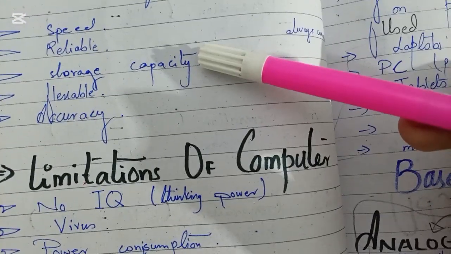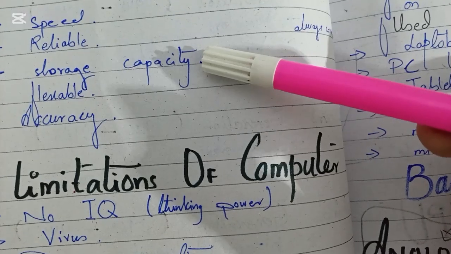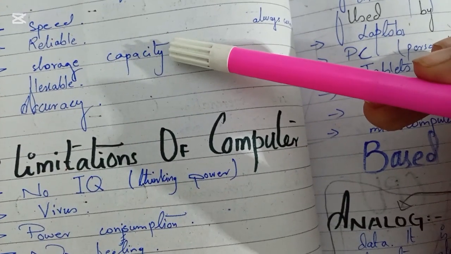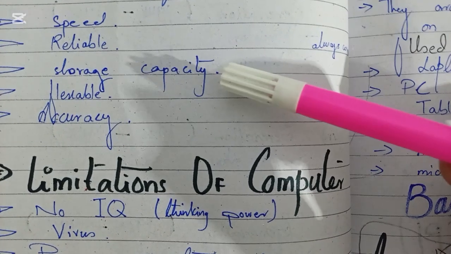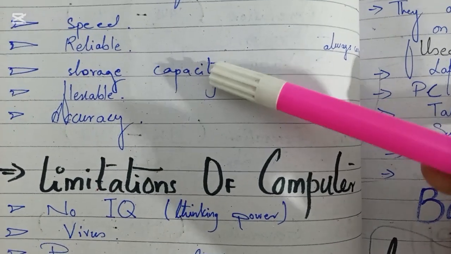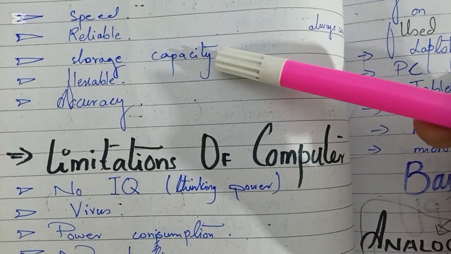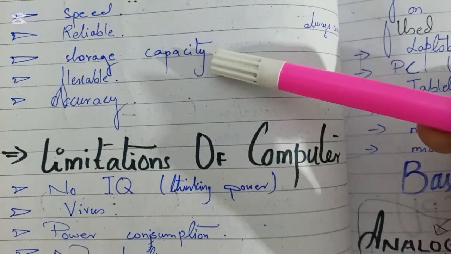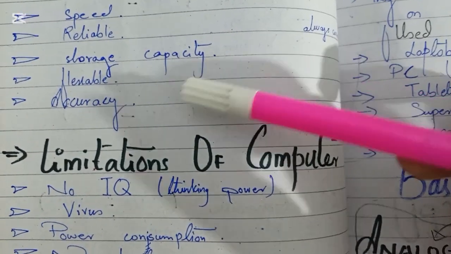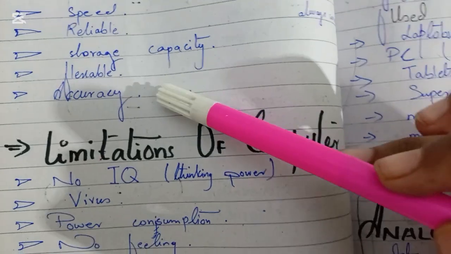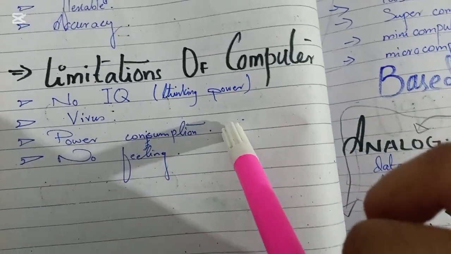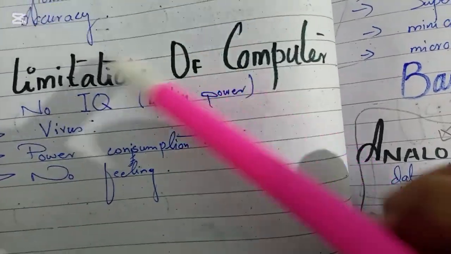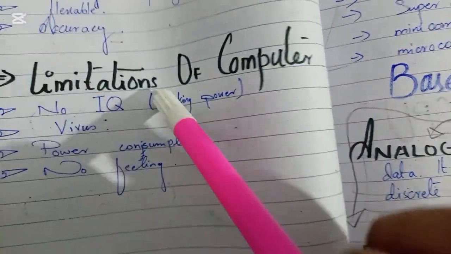Number one is speed. Our human mind has less speed than a computer, which can work, answer and give calculations easily. It's reliable, it has long term storage capacity. Computers are flexible, and computers have accuracy. Okay, computers are accurate.